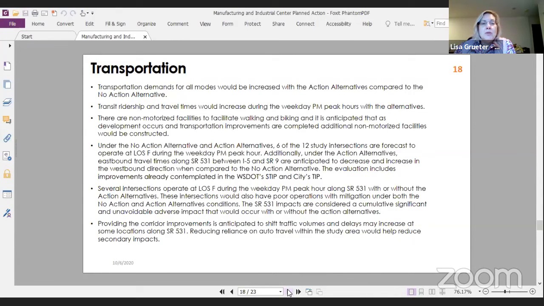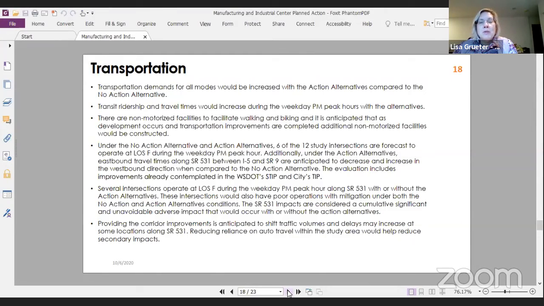Transit ridership and travel times and demands for all modes would increase. There are non-motorized facilities, as we showed on an earlier map, and as development occurs, there would need to be additional linkages. The no action and action alternatives show impact: 6 of the 12 would operate at LOS F, and under the action alternatives, there are additional locations in other directions.